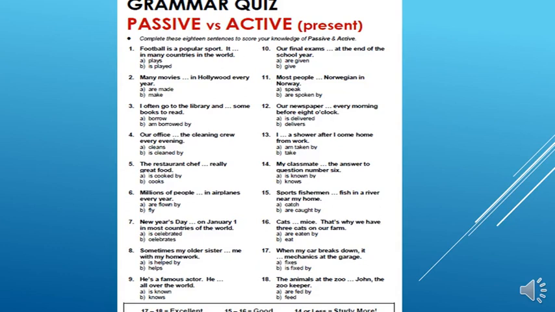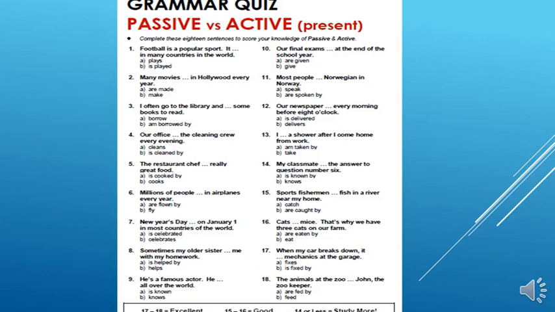Number 8 would be sometimes my older sister dash me with my homework. So sometimes my older sister helps me with my homework because the doer of the action is already known, which is the sister, and apparently it's older than the boy.